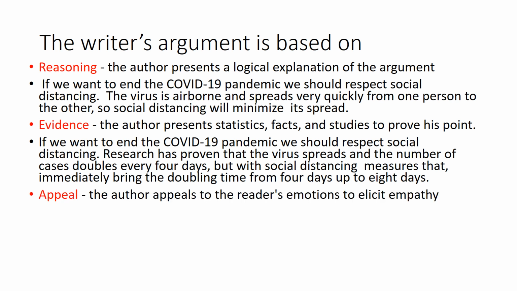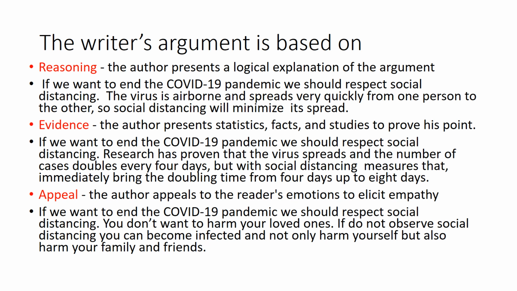The third way an argument is made is based on appeal. That is, the author appeals to the reader's emotions to elicit empathy. And the example is, if we want to end the COVID-19 pandemic, we should respect social distancing. You don't want to harm your loved ones. If you do not observe social distancing, you can become infected and not only harm yourself, but also harm your family and friends. So, as you can see, it is the same argument. The same argument is that the way to end the COVID-19 pandemic is by respecting social distancing.